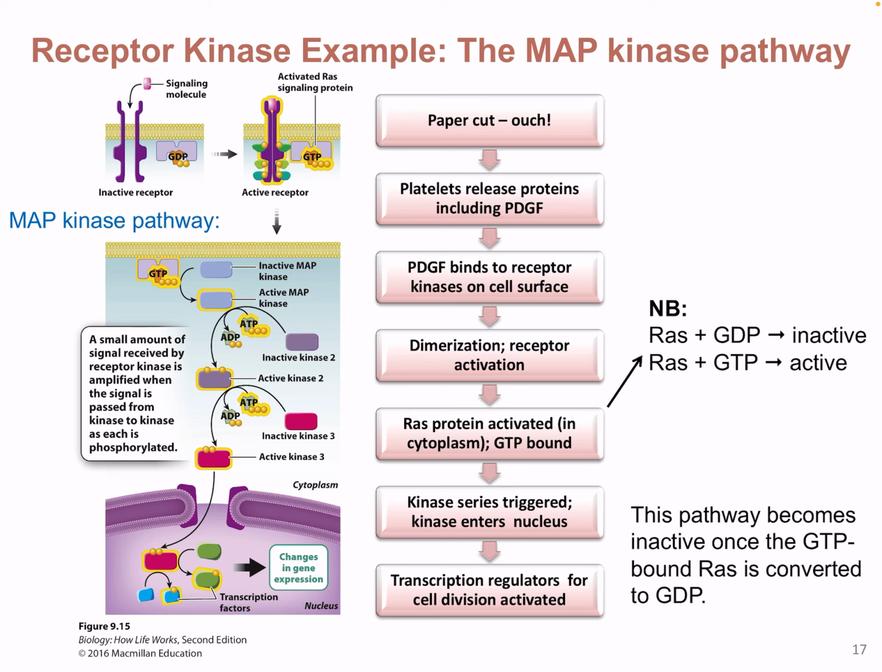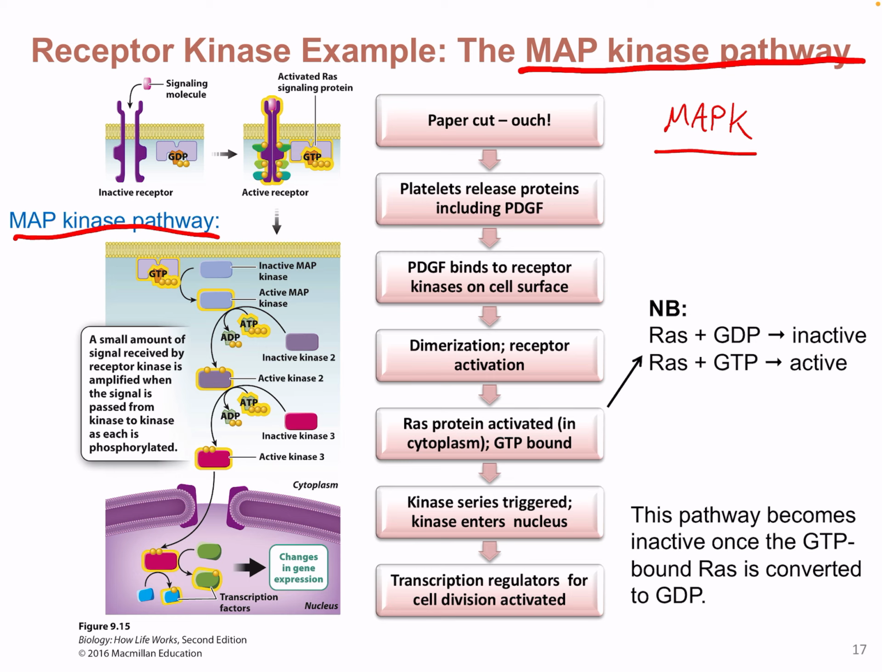One example of a kinase pathway is the MAP kinase pathway. This is mitogen-activated protein kinase, or MAPK, which you've seen. I talked about it in our immunology lecture. So here we can see the MAP kinase pathway.